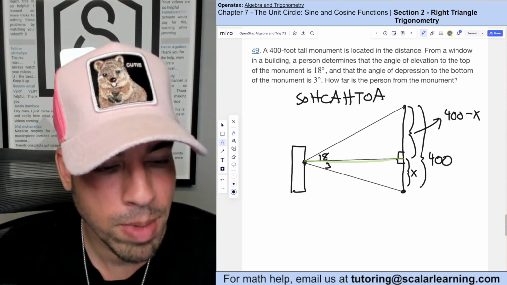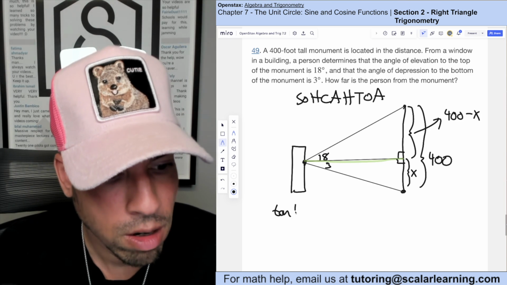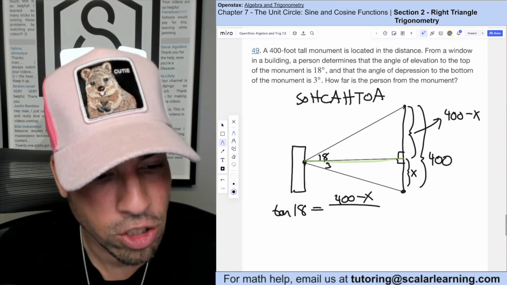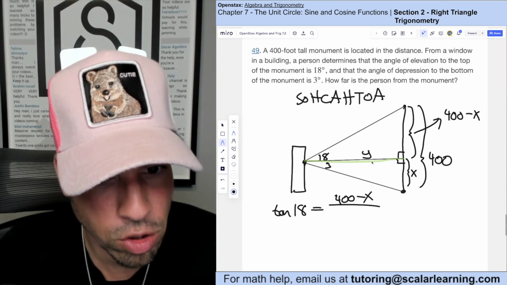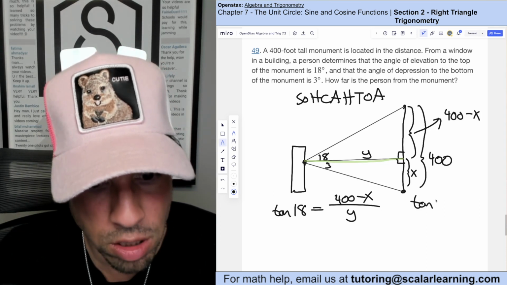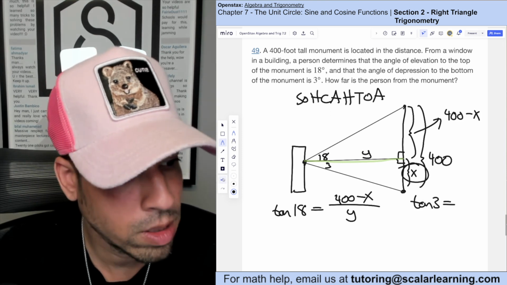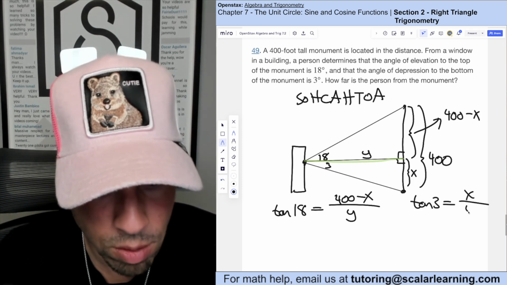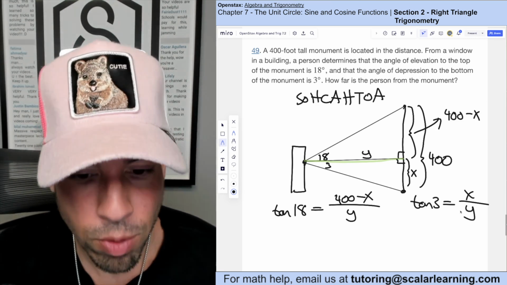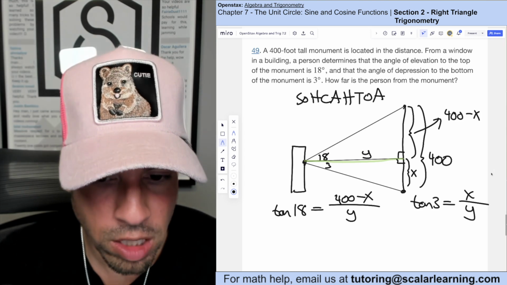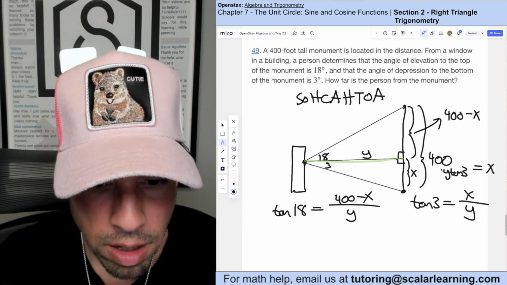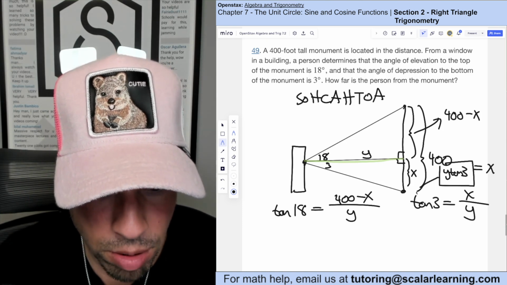So first, I'm going to make my equation. I know that tangent of 18 equals opposite, which is 400 minus x, over adjacent, which is what we're really trying to solve for, and we'll just call that y. Then for the second triangle, I know that tangent of 3 degrees is equal to opposite, which is x, over adjacent again, which is y. So now we get a nice little system of equations, which means we can do a little substitution and solve for y. So if I look at this equation, if I multiply both sides by y, I can see that x equals y tangent 3.